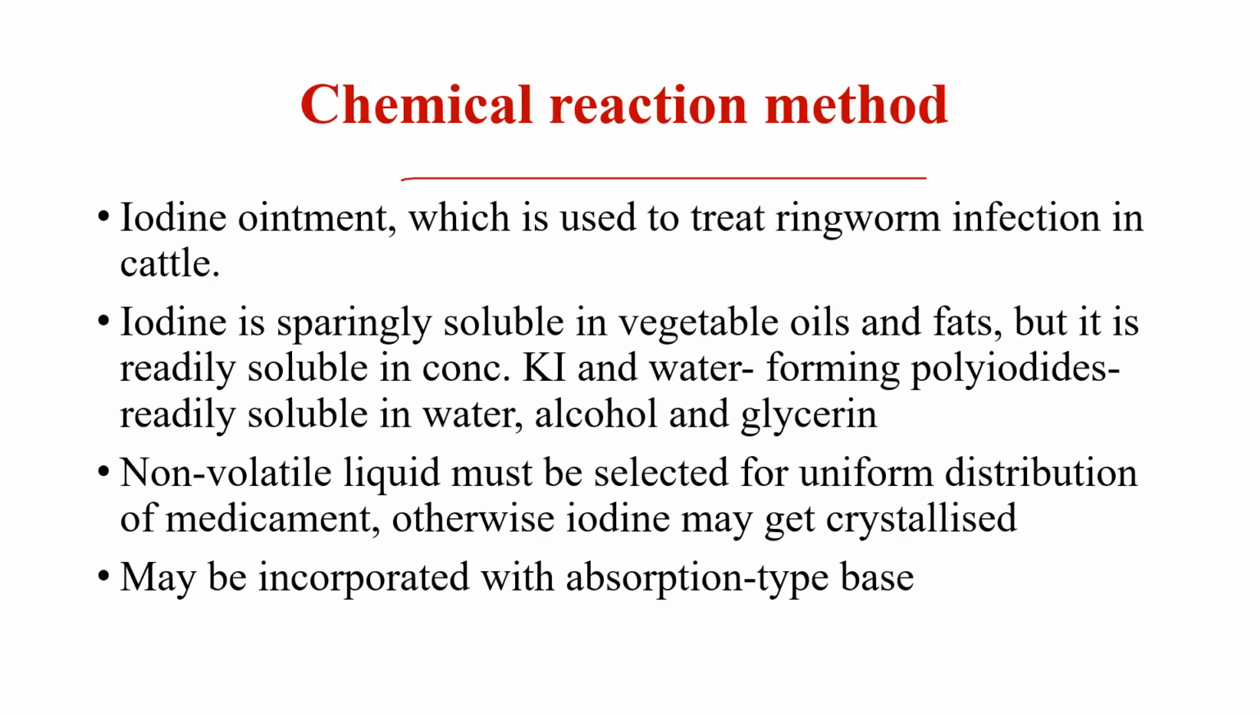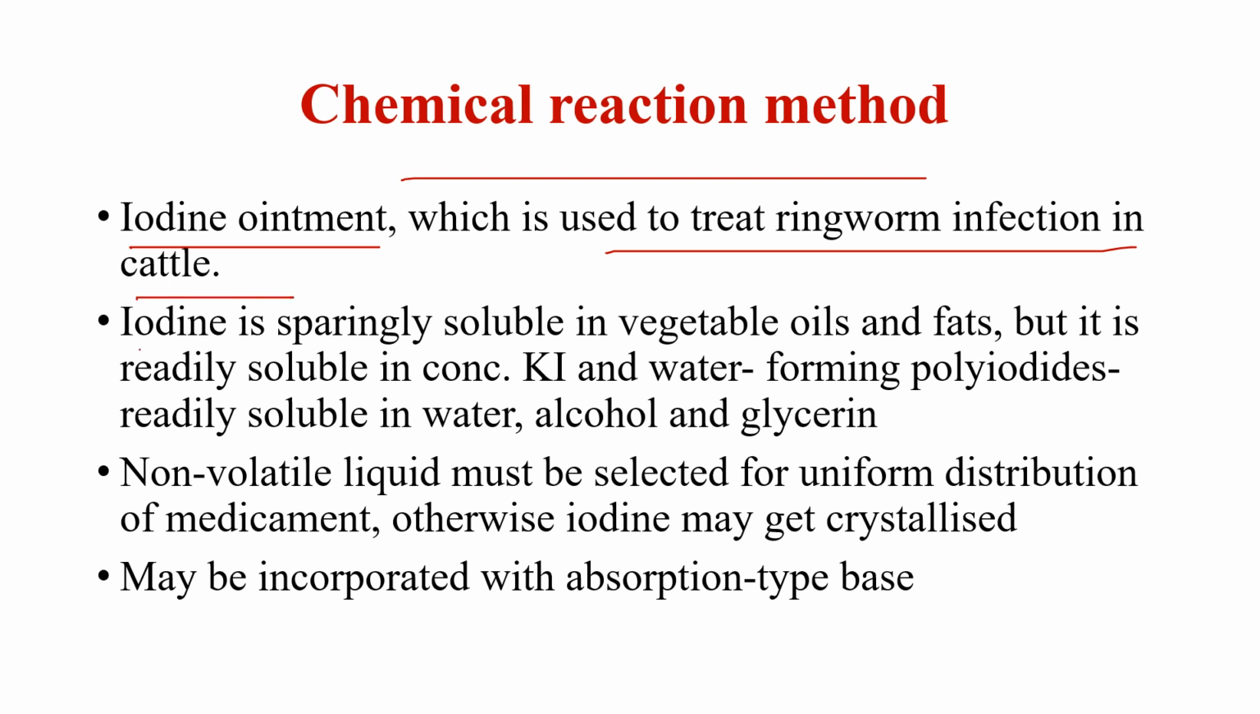Now, chemical reaction method. As the name indicates, you are going to perform a chemical reaction. One example of an ointment prepared by chemical reaction is iodine ointment, which is mainly used to treat ringworm infections in cattle. Now, how do you prepare it?